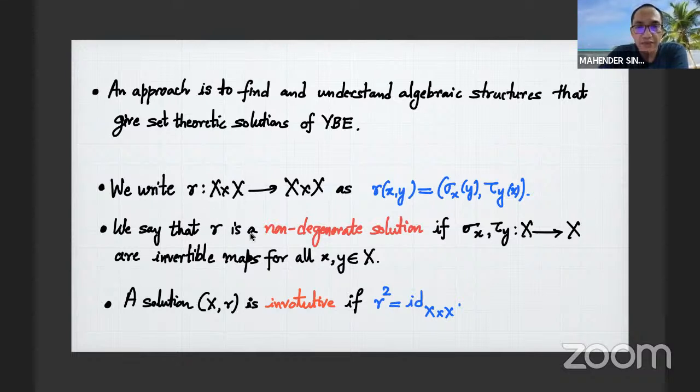Then we say that R is non-degenerate. If R is a solution, then we say it's a non-degenerate solution if these maps sigma_x and tau_y, as maps from X to itself, are invertible for each x and y. In case only one of them is invertible, say for example sigma_x, then we say it's left non-degenerate, and if only the tau_y's are invertible, then we say it's right non-degenerate. So there are examples of solutions which are only left non-degenerate, only right non-degenerate, and so on. And a solution is involutive if the square of this map is the identity on the two-fold Cartesian product.